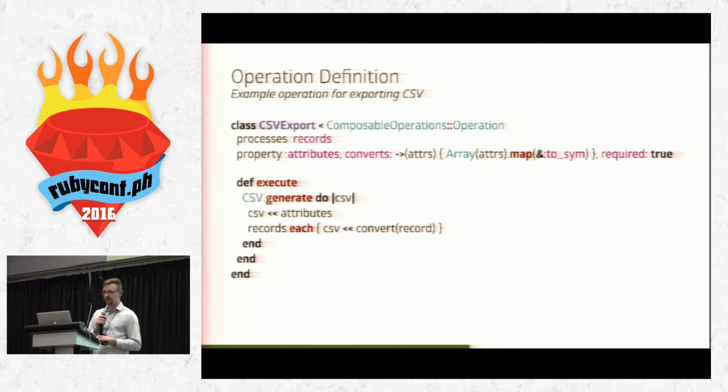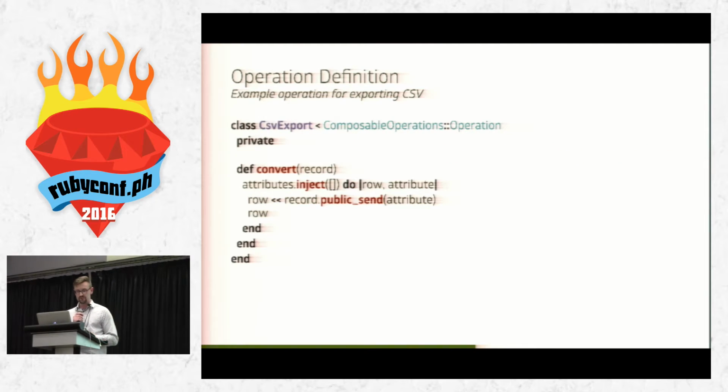The algorithmic core of this operation is defined in the execute method. All we do here is build a CSV object, iterate over our records, and convert each record. The way we do the conversion is that we iterate over all attributes we pass in for export to the operation, and then send method calls to our record objects, collect the data, and finally export it as CSV.